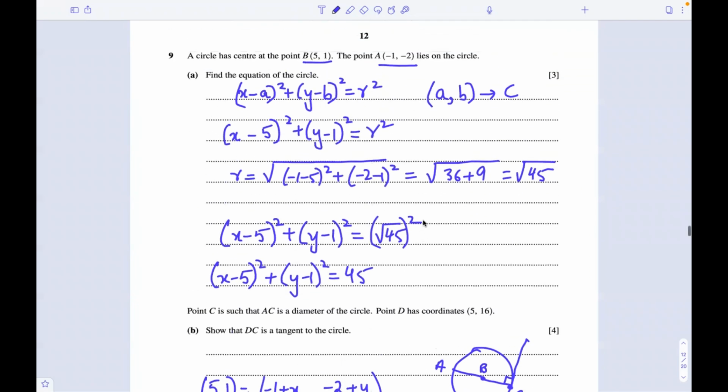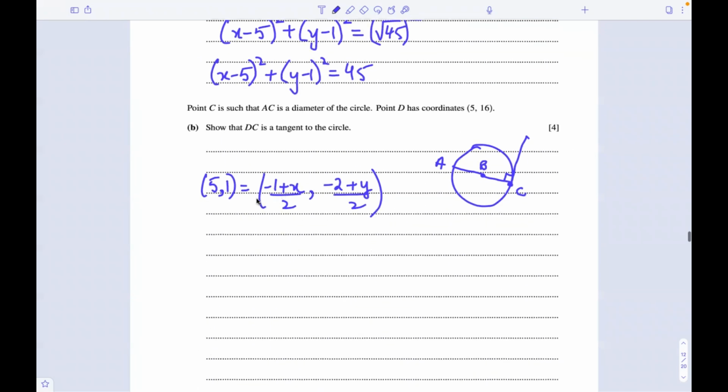So the coordinates of A are minus 1 and minus 2, yes. So now equating 5 with the x coordinate, we have 5 is equal to minus 1 plus x upon 2, and 1 is equal to minus 2 plus y upon 2. Simplifying this, we get x is equal to 11 and y is equal to 4. So the coordinates of C are 11 and 4.